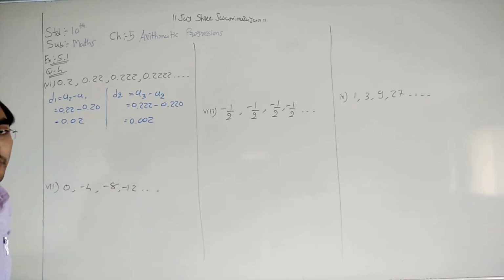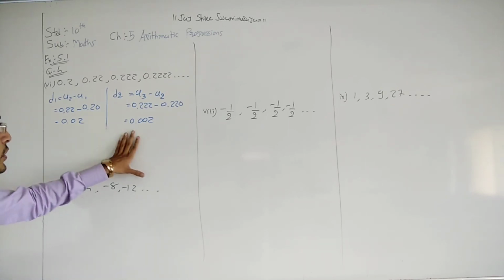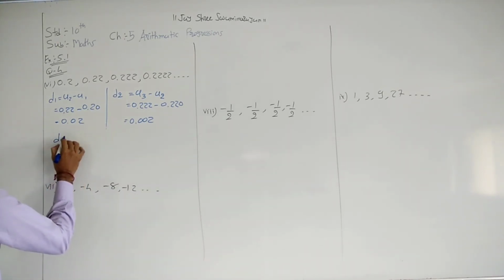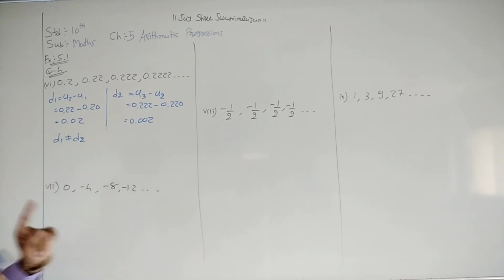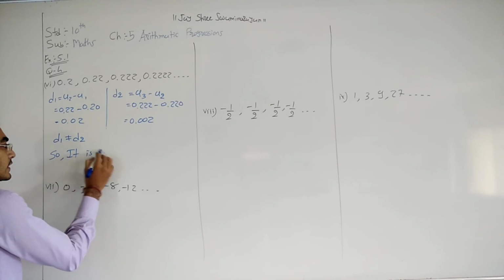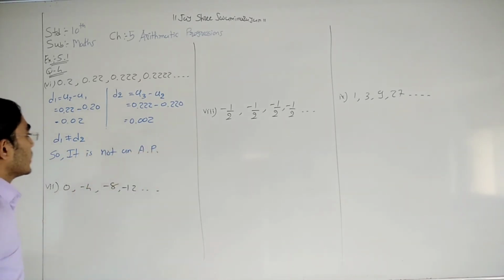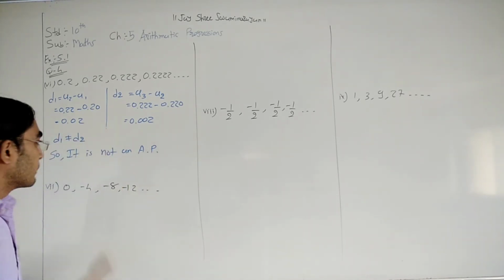So these two answers are not the same, right? 0.02 and 0.002 are not the same. So we can write like this: D1 is not equal to D2. So this is not an AP, right? Here we do not have the same common difference, so this is not an AP.